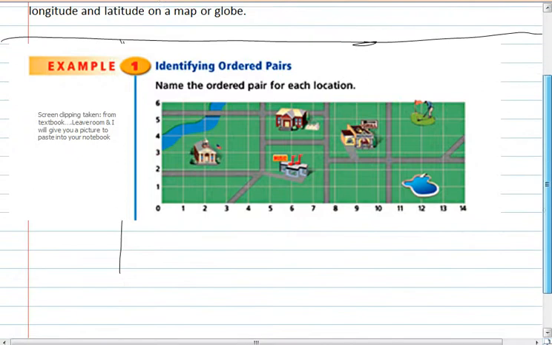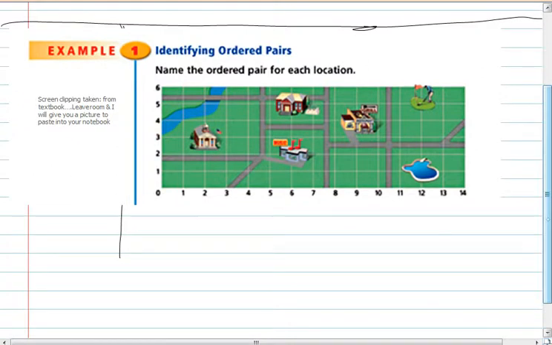Alright, here we go. Example 1, we are going to identify ordered pairs. Name the ordered pair for each location. Now you learned about ordered pairs last year in 5th grade, and they are an X and a Y, and they're usually written in little parentheses. They give you directions. They tell you which way to go left to right and which way to go up and down. Or if you're on a map, it tells you which way to go east and west and north and south. In some classes last week, we talked about how those are longitude and latitude lines.